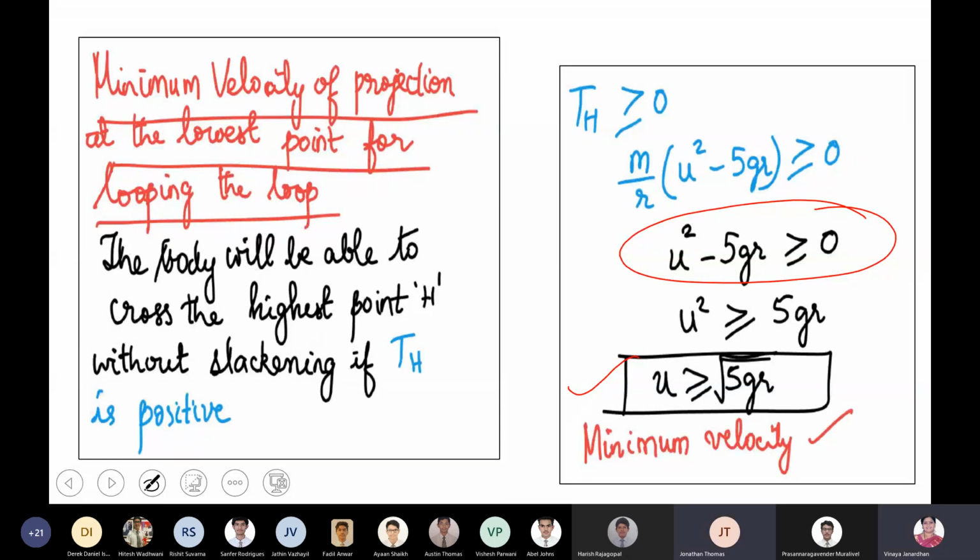Ma'am, are we doing any numerical with these formulae? Someone was asking which formula you should learn by heart. You can learn this by heart: U is greater than or equal to root 5gr. The other things you have to derive.